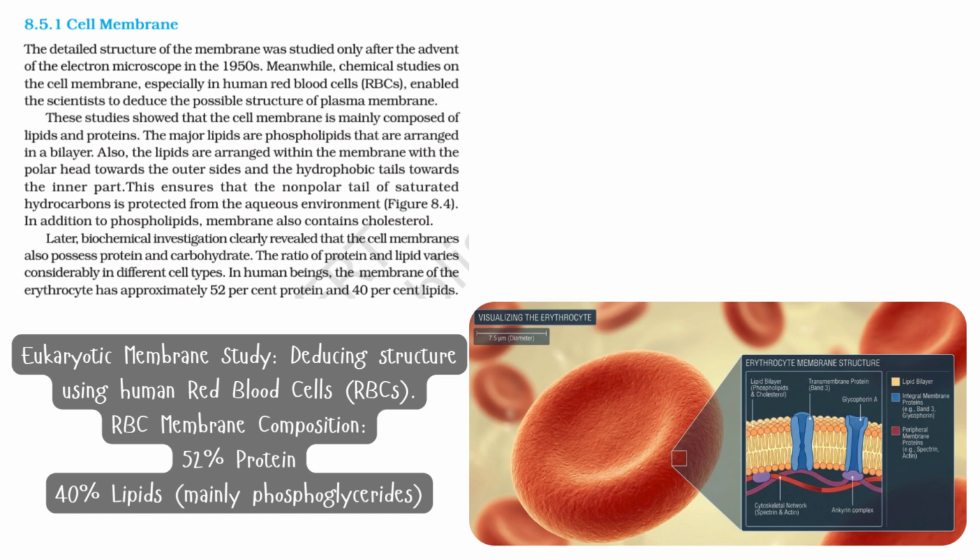Today, we step into the eukaryotic cell, beginning with the plasma membrane. NCERT explains that scientific understanding of this structure was heavily based on chemical studies of human red blood cells, or erythrocytes. Highlight this key ratio. The membrane of a human RBC has approximately 52% protein and 40% lipids. This specific ratio is a high-yield target for direct match questions.